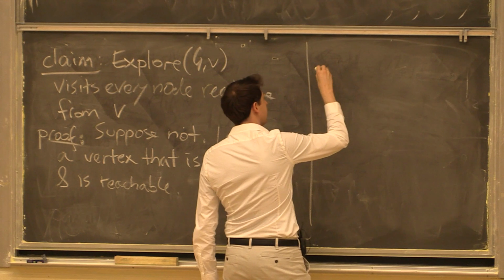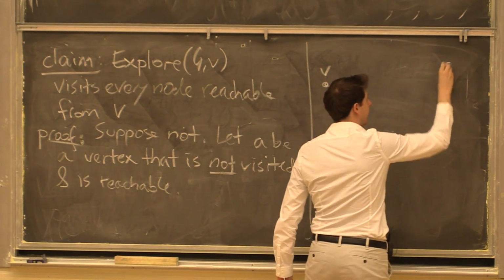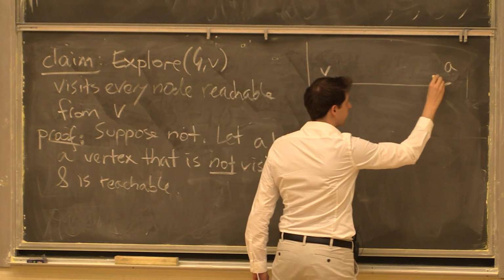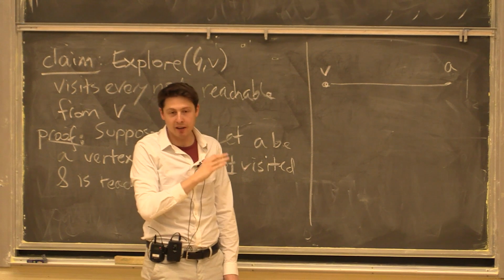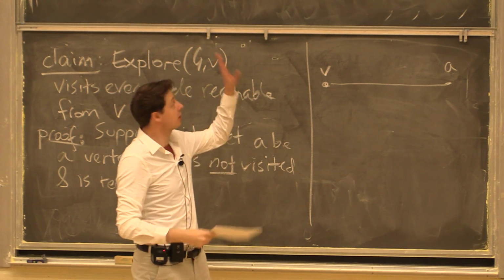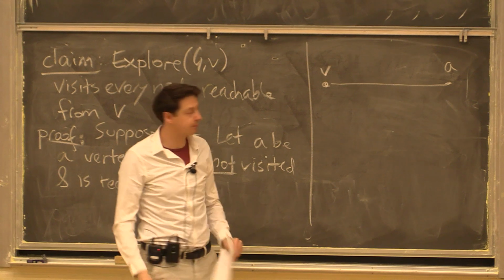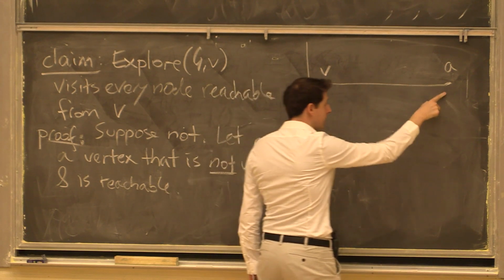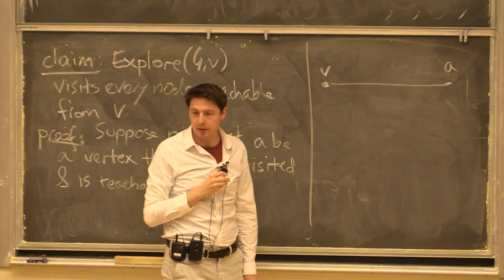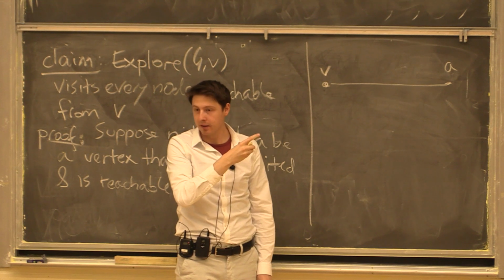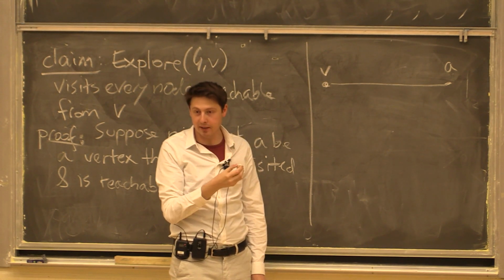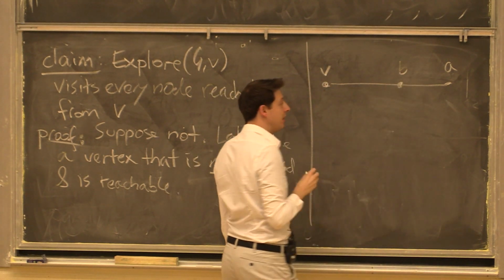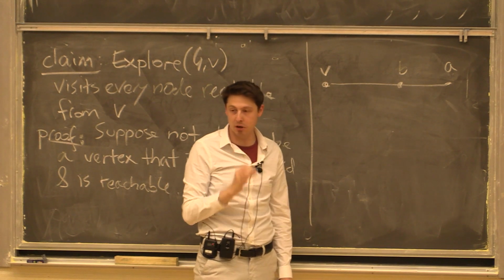Take the vertex V and the vertex A. We know that A is reachable from V, so there is a path that goes from V to A. This path may have absolutely nothing to do with what Explore does, but it exists. Now, V is visited, A is not. So let's look at the first time along this path that we find a vertex that is not visited. Let's call this B. B is the first vertex along this path that has not been visited.